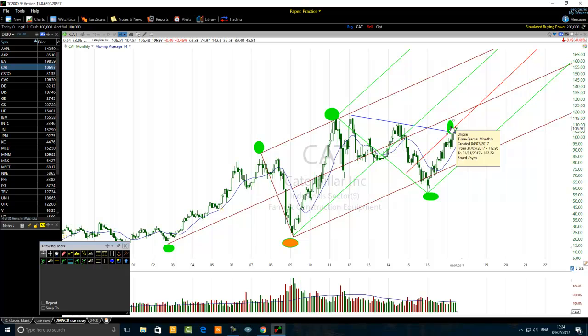So where are we going? Okay, that's a very good question. Now it breaks above the median declining trend line here. All right.